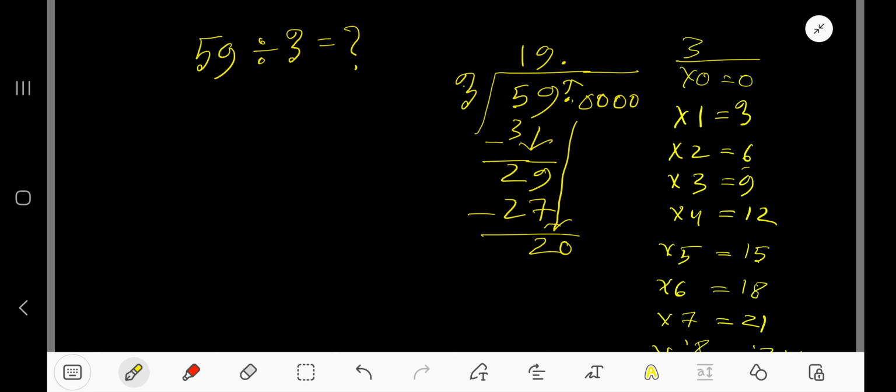3 goes into 20 how many times? 7 times is 21, which is greater, so 6 times. So 6 times 3 is 18. Subtract, you get 2. Bring down another 0.